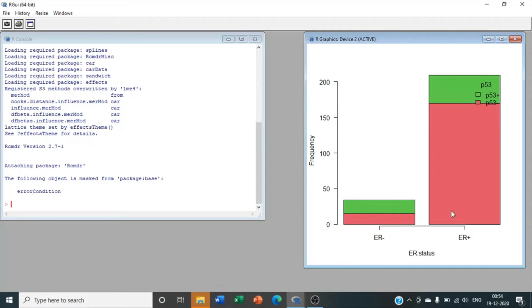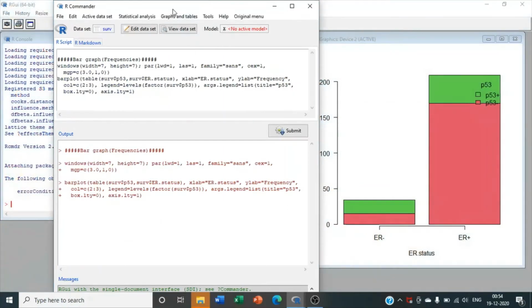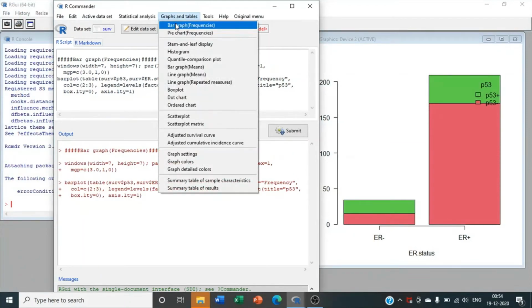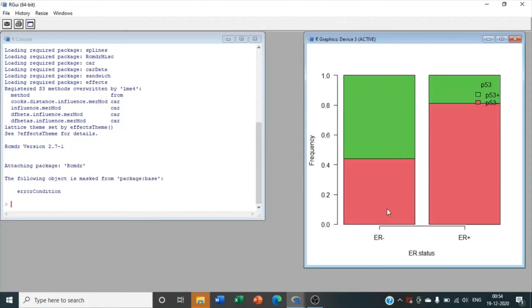We can see that ER positive tumors are far greater in number, and even though the P53 mutant absolute number is possibly greater in the ER positive cases, the proportion of P53 mutant tumors is greater in the ER negative group. We can visualize this better if we just add a graph of proportions. Just so we compare proportion in each group, P53 with ER status, and here we have it.